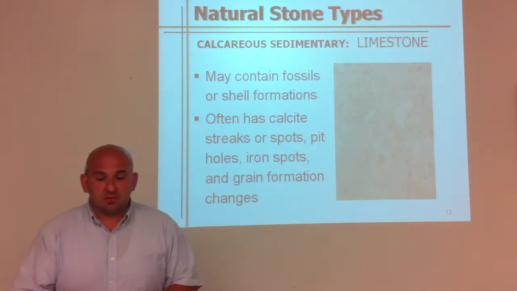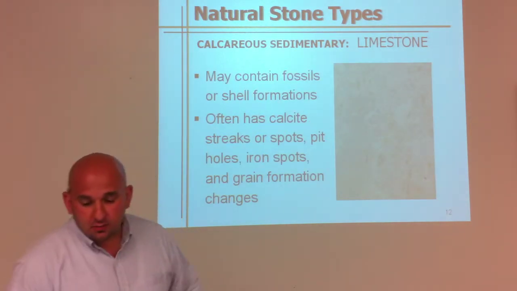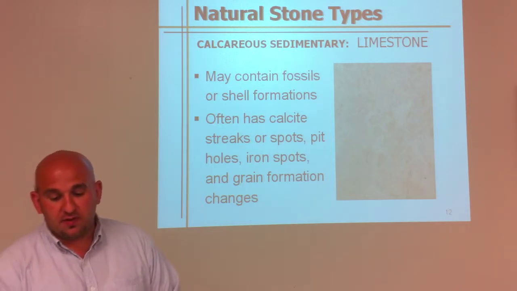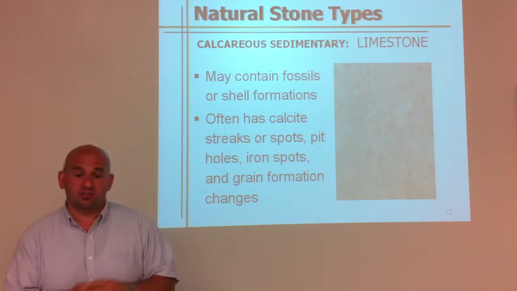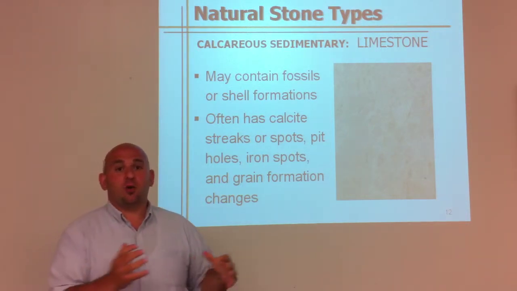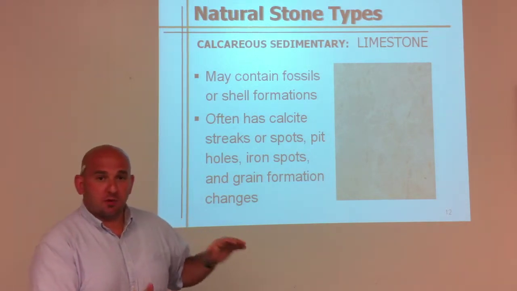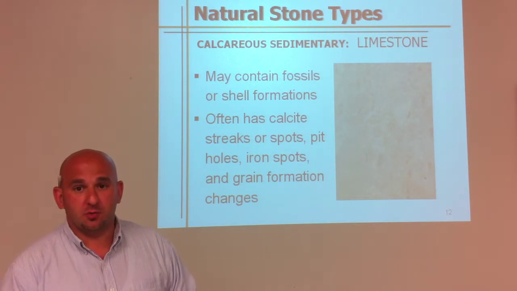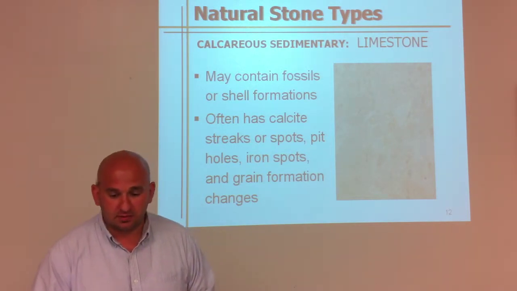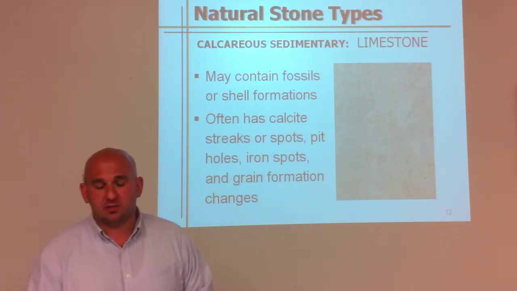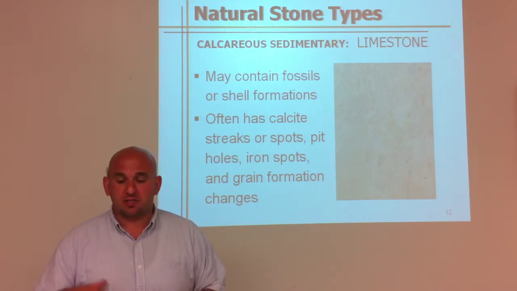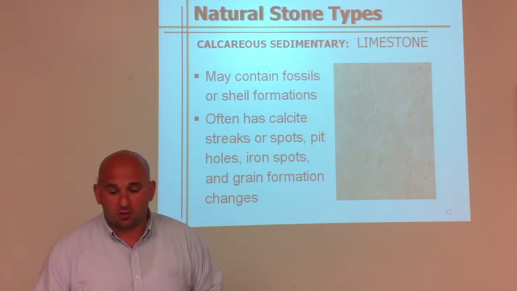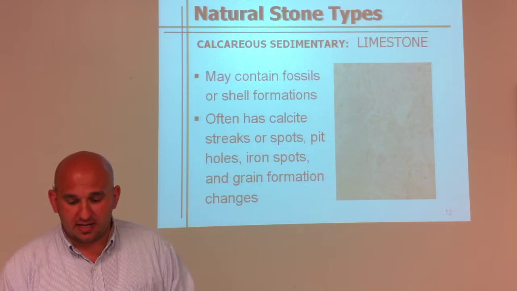Another calcareous sedimentary stone, continuing on with the limestones, they often contain fossils or shell formations. Again, going back to how it was formed, it was marine formed, not continental formed. Hence, that's why a lot of times you will see fossils in certain limestones. Some of the other characteristics of limestones are that it can have some calcite streaks, or spots, or pits, or iron holes from maybe where some of the iron oxide has oxidized.